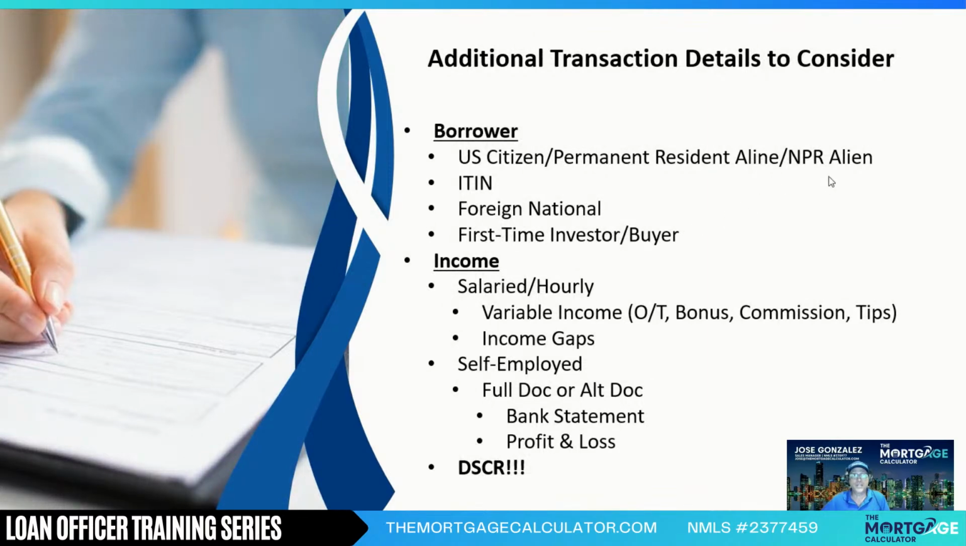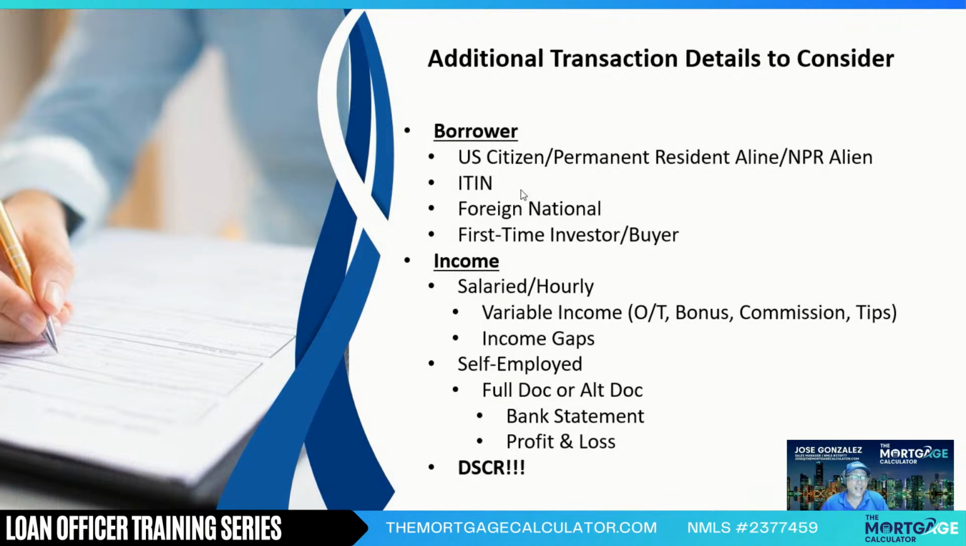Other considerations, borrower, right? What type of borrower do you have? Is it a U.S. citizen, permanent resident alien, or non-permanent resident alien? Those are all, I would consider, the same category of borrowers in that they are legally authorized to work in the U.S. They have legal status to live in the U.S. They could all get all the same types of loans: conventional, FHA, USDA, VA. You've got to be a veteran or active military.